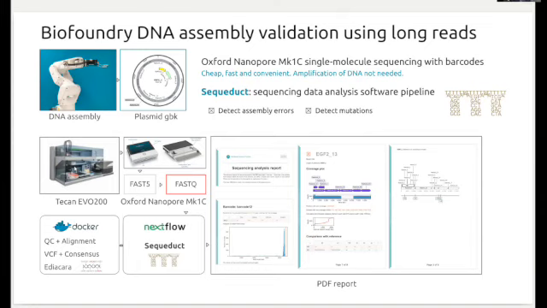The nanopore is producing the raw FAST5 file and the FASTQ file, the sequence file. So the original plasmid simulated reference file and then the sequence data, the FASTQ file, together with the sample sheet, is used by our Nextflow pipeline called CQDA that performs the quality control of the reads, the alignment, the variant calling, and then the consensus sequence generation.